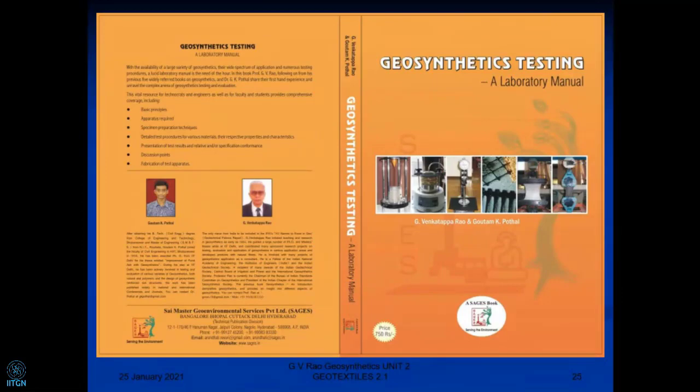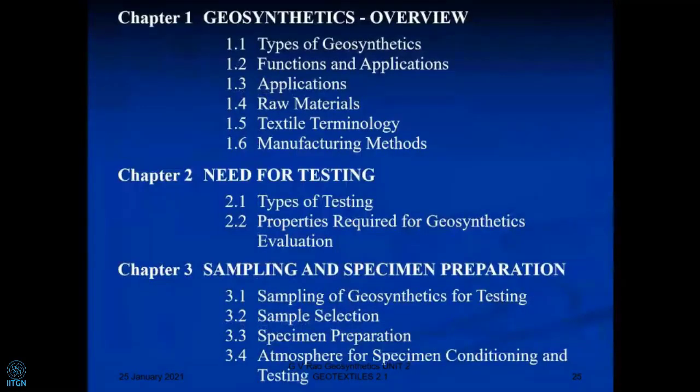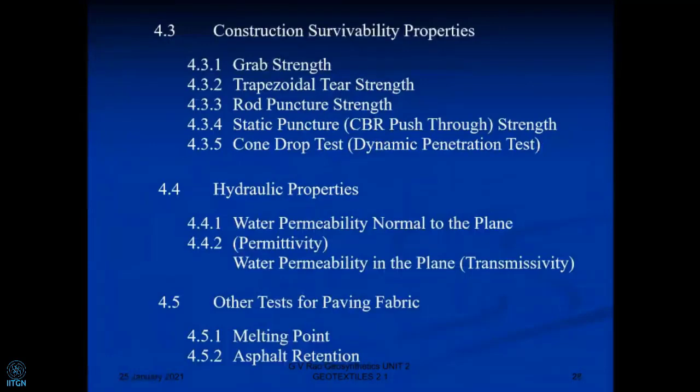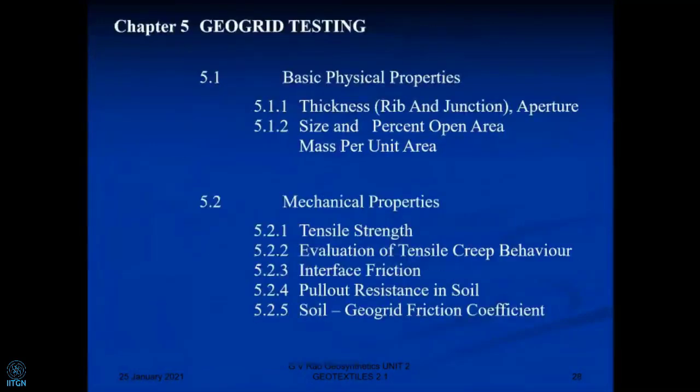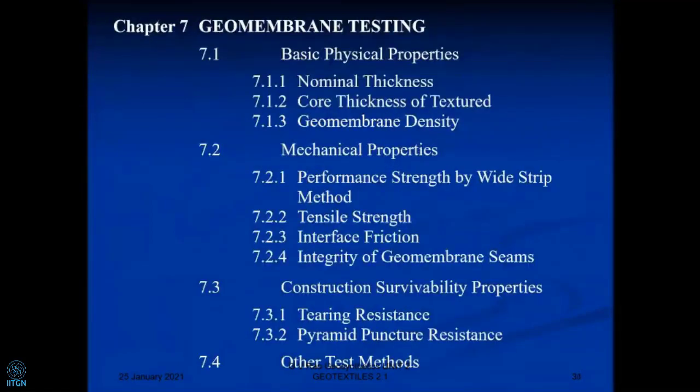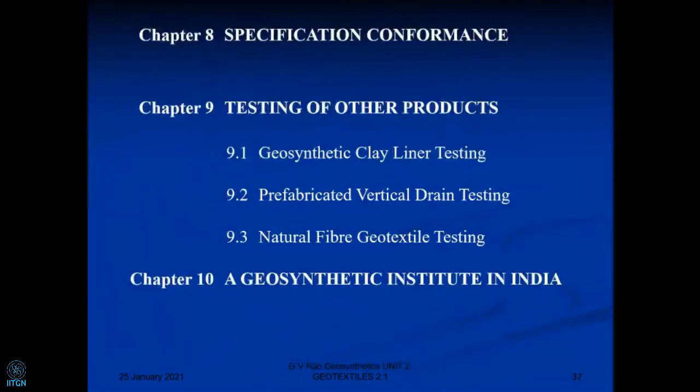And this book actually has a lot of things in great detail. Initially, of course, it talks of whatever I already mentioned in unit 1 and the need for testing, and then how to prepare the samples, collection, atmosphere, specimen condition, and how to test whatever we discussed, basis of properties, mechanical properties, all kinds of things are mentioned here, and construction survivability, hydro properties, paving fabric conditions, and also geogrid testing. Like this, it tells you all methods of testing required for successful performance and successful design and successful durable structures. So it is the first book of its kind.